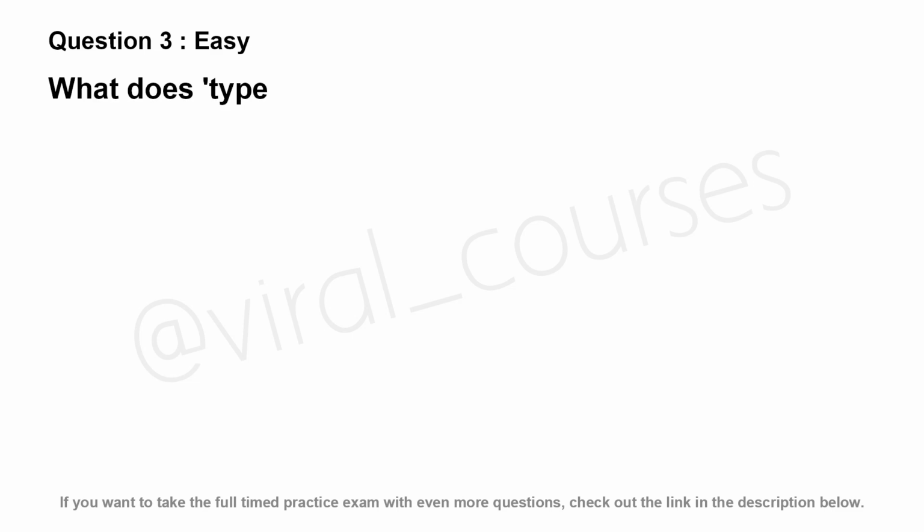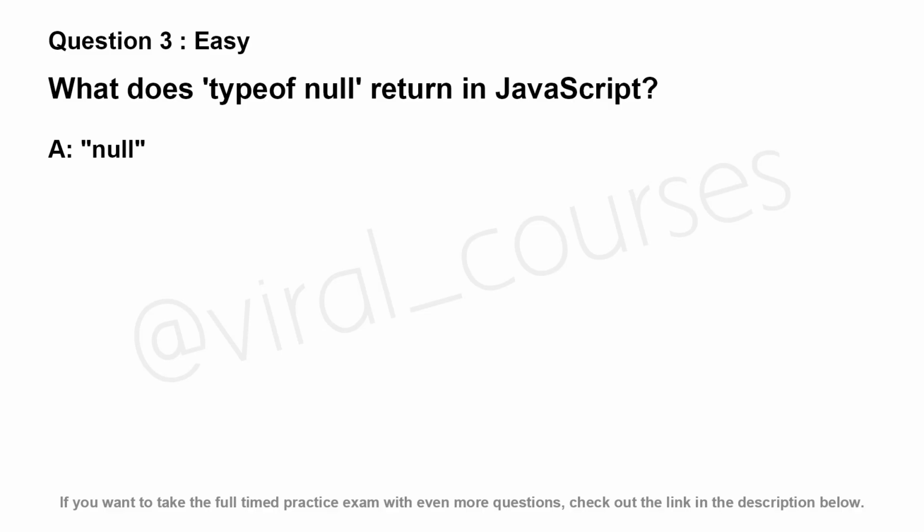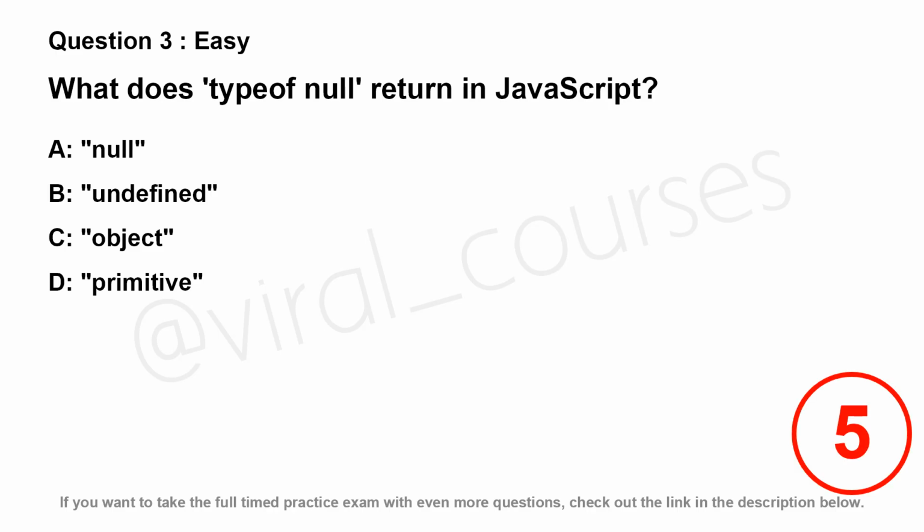What does typeof null return in JavaScript? Option A, null. Option B, undefined. Option C, object. Option D, primitive.